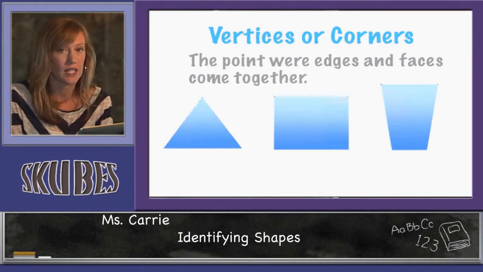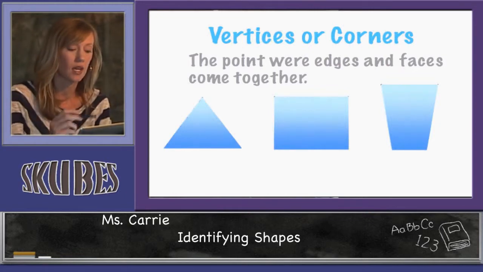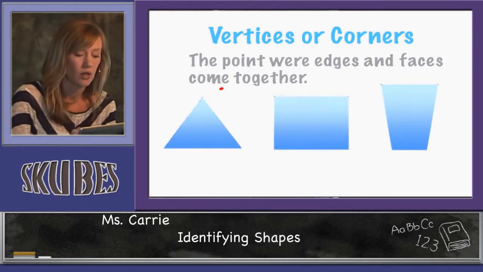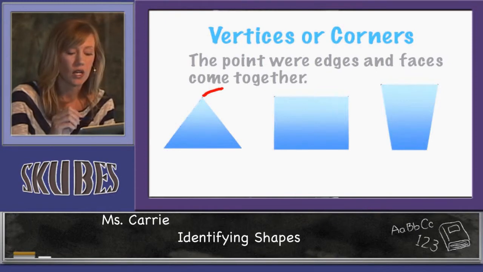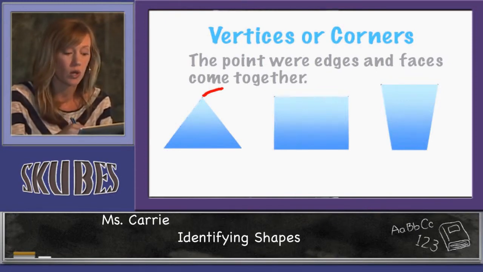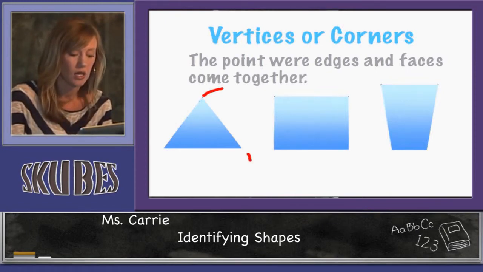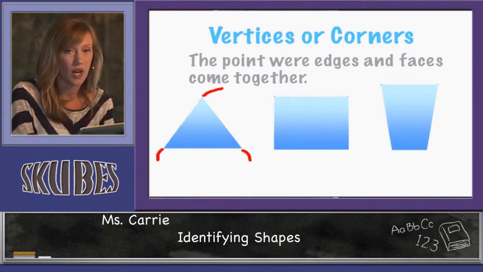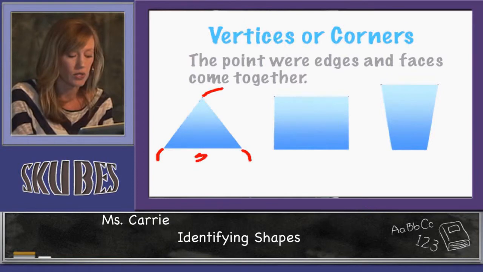Let's talk about vertices or corners now. The point where the edges and the faces come together is the corner or the vertice. Now in this triangle, right here is where those edges come together. That's one corner or vertice. Here's another one, and there's another one. So a triangle has 3 corners or 3 vertices.